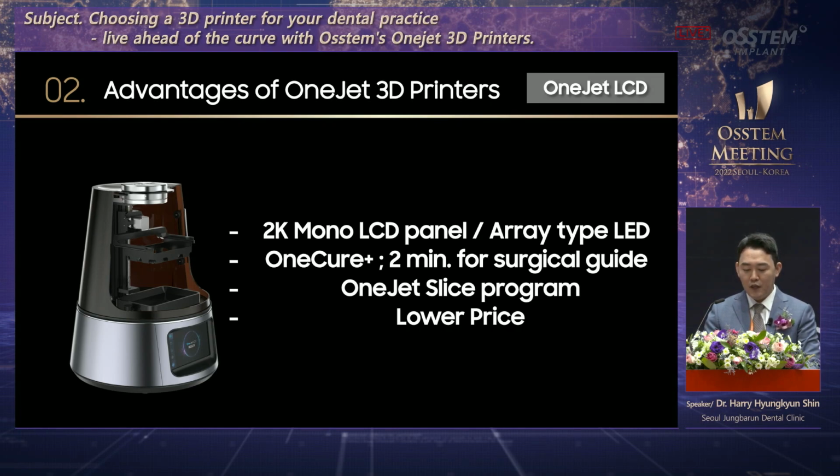The LCD uses a 2K mono LCD panel, and an array type LED is used to print evenly and consistently. The surgical guide curing takes only 2 minutes, very fast curing. That's how it is designed. And Osstem Implant uses a homegrown slicing program. So compared to DLP, this is very affordable.